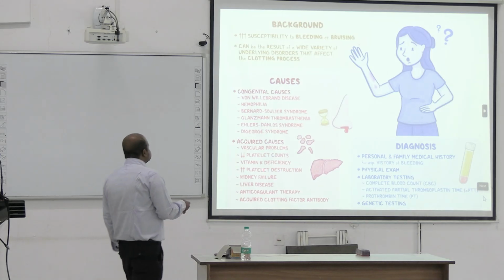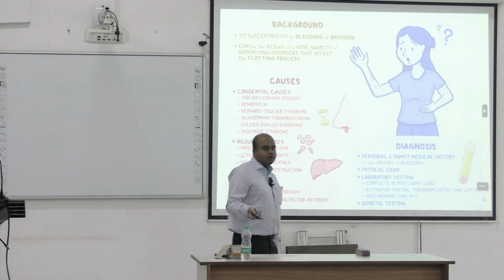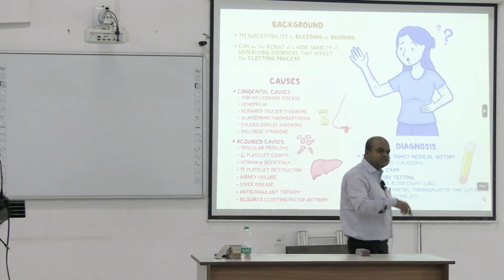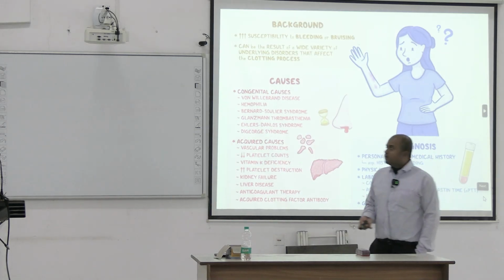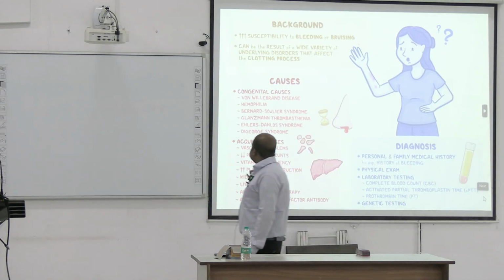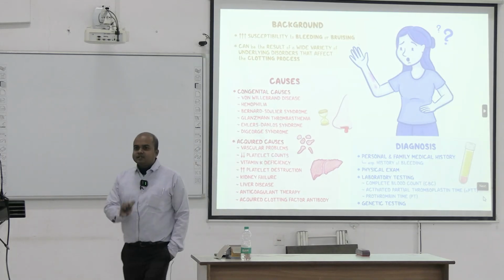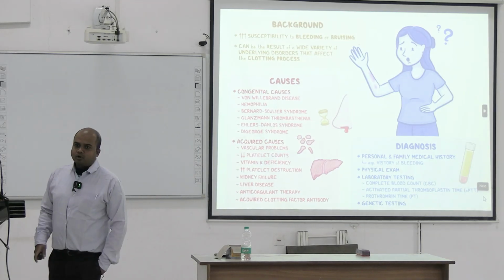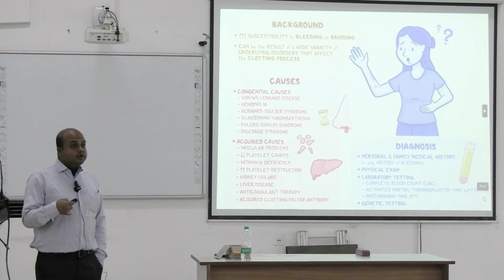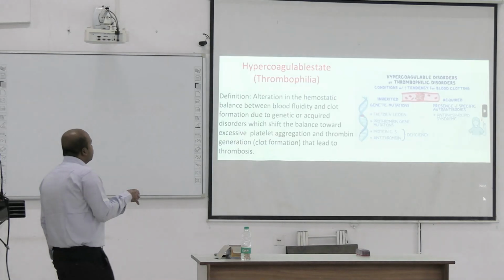So these are various vascular problems. Liver diseases will obviously cause a decrease in the clotting factors, right. Among the congenital causes, there are so many, but we will discuss just von Willebrand disease and hemophilia in short. So these are leading to increased chances of bleeding.